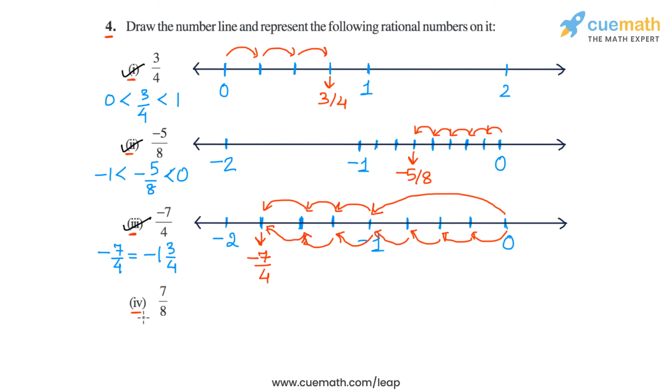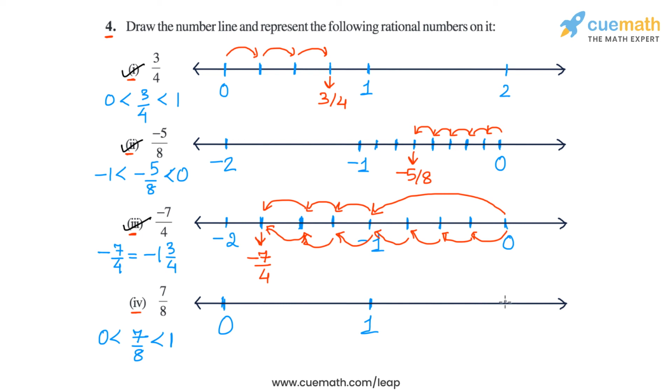And now finally let's come to part 4, in which we have to plot 7/8. We note that 7/8 is positive and it is less than 1. So we can say that 7/8 will lie between 0 and 1. Okay, so let's draw a number line now, and let's make integer markings on it. So let's say that this here is 0. Let's take this here as 1 and this as 2 and so on.